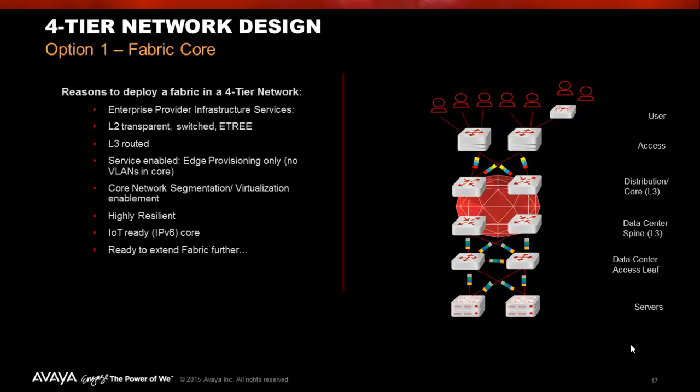Service enabling, the ability to eliminate VLANs and routed interfaces within the core, giving me very dynamic capabilities. And then finally, I get the core segmentation, the virtualization enablement, so I can actually start to approach a multi-tenant architecture. I get high resiliency within the Fabric, obviously, 200 millisecond or less failover, and I am IoT ready. Now I can start to extend the Fabric further according to what I need, whether it's in the data center or whether it's in the user access.